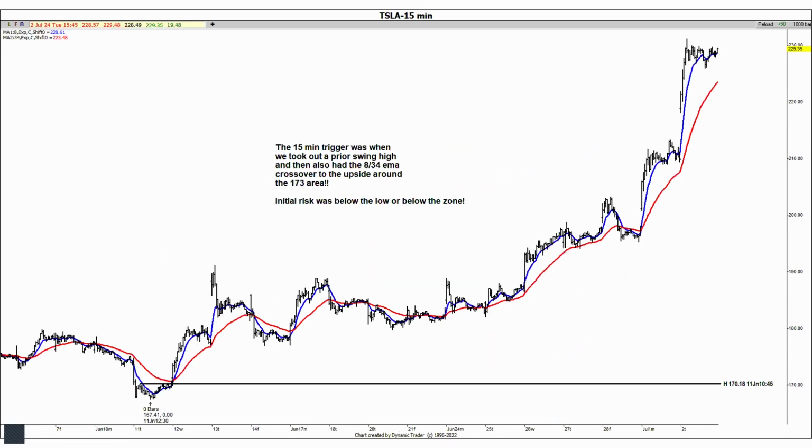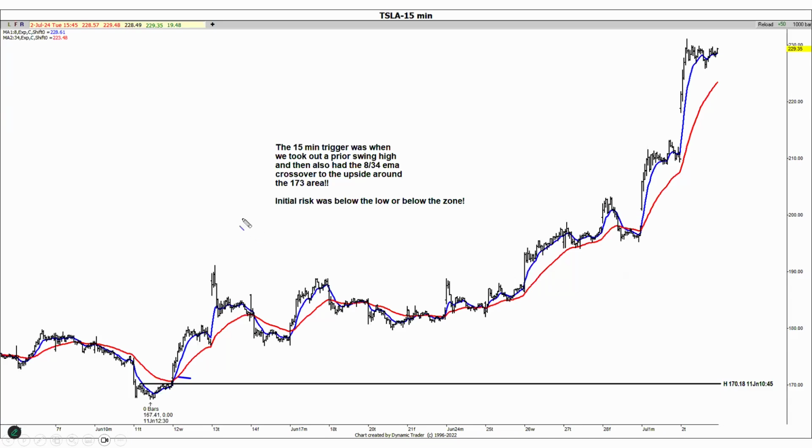Well, I like to use what I call a trigger. The trigger is essentially the price action that indicates that it's worth placing a bet against that zone. So basically what I'm looking at, as it moves into support, I want to see the 8/34 EMA crossover to the upside as one part of the trigger. So that was right here where the 8 crossed above the 34.